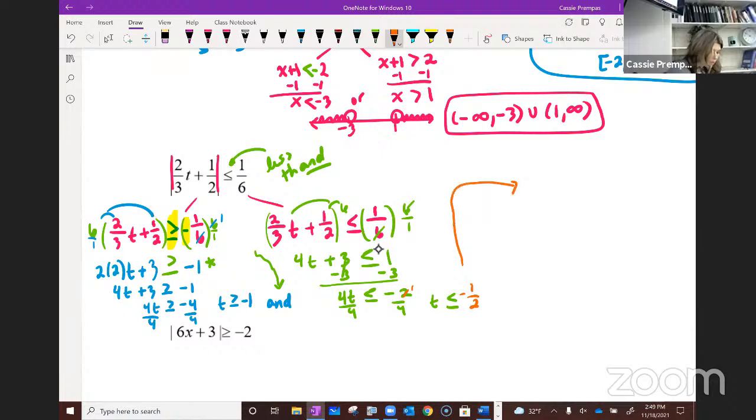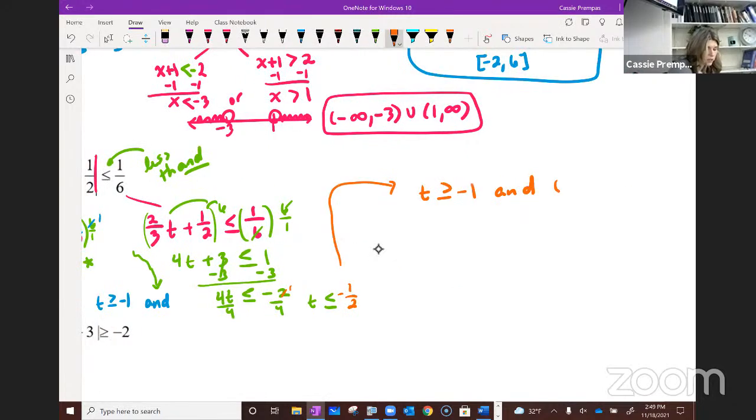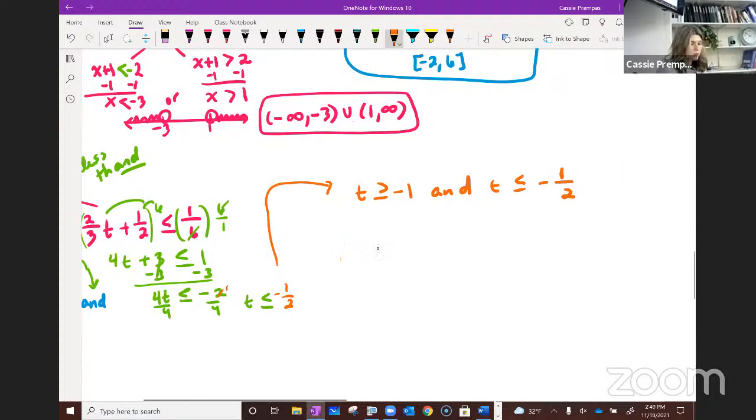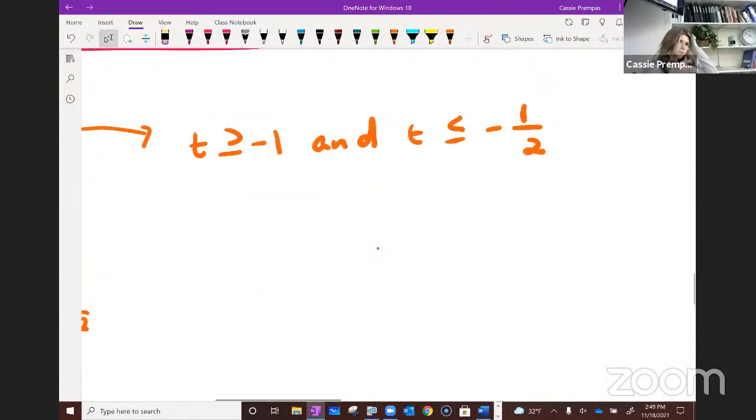Okay, so cleaning this up, I should say t has to be greater than or equal to negative 1, and it has to be less than or equal to negative 1/2. Oh, you forgot to flip the sign, so I got 2/4 the first time. Got it, got it. So the range.